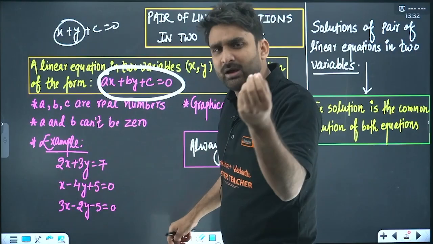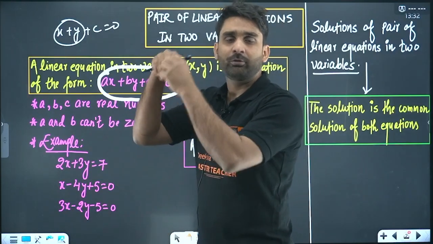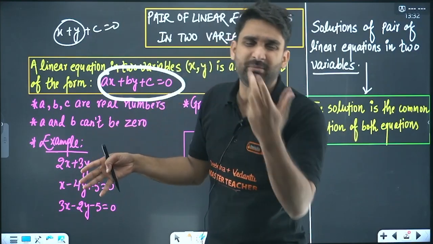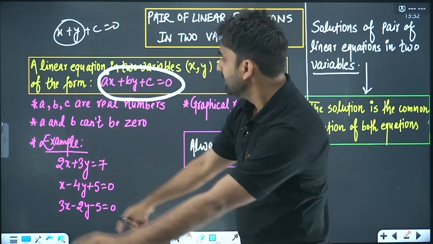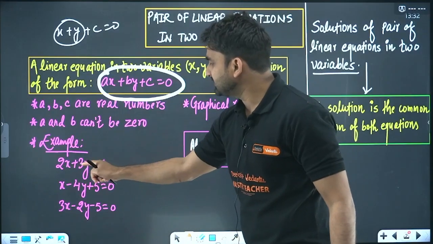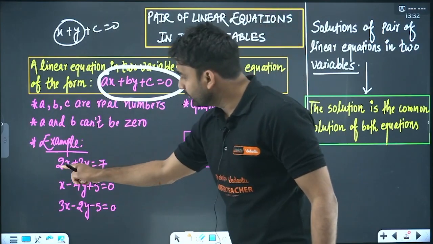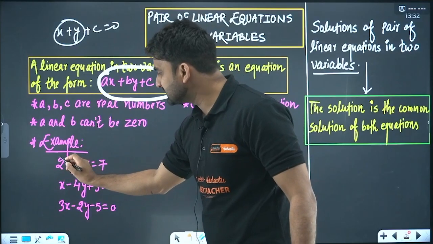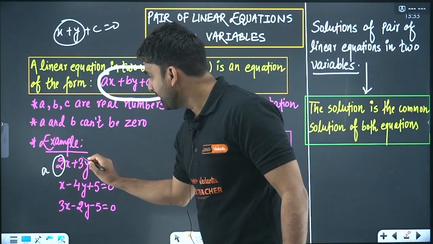A and b will be numbers. Whether the number is in negative form or positive form doesn't matter, my dear. a can be negative, b can be negative, c can be whatever. So, example, 2x plus 3y equals 7, my dear. 2x plus 3y, you can see here ax plus by. Here a is 2, and b is what?